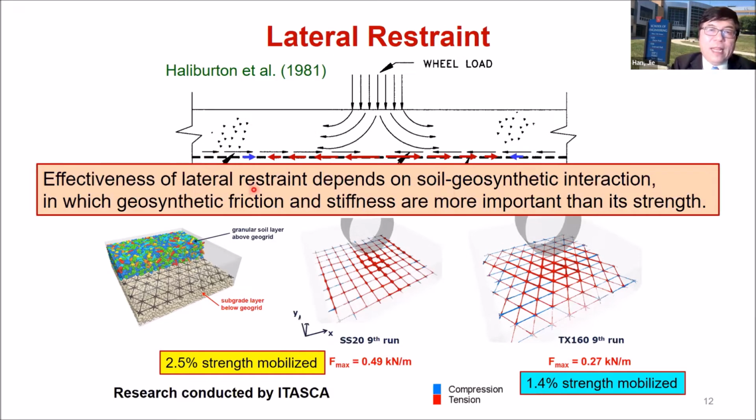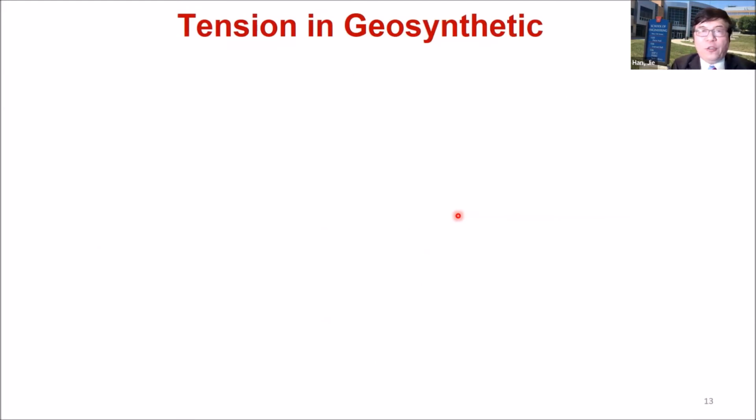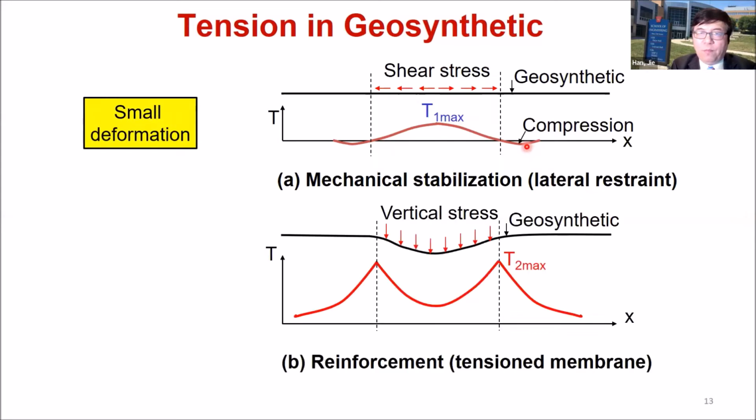The effectiveness of lateral restraint depends on the soil-geosynthetic interaction, in which geosynthetic friction with soil and the stiffness are more important than its strength. Now let's compare the 2 different situations in terms of tension in geosynthetic. So this is the one we just talked about. The lateral restraint we refer to as mechanical stabilization. Basically, due to the shear stress, the tension will develop within a certain range. And on the outside, there will be compression. So this case typically happens for small deformation.